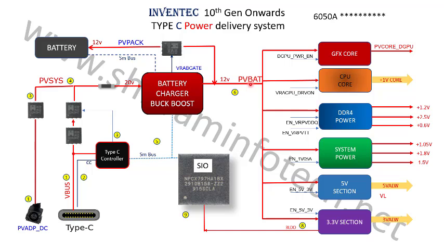If the PVBAT is not coming but PVSYS is coming, then the problem is in this buck boost converter section. So you have to check why this buck boost converter is not working. The details of how this buck boost converter works are given in a different video. So this voltage goes out.